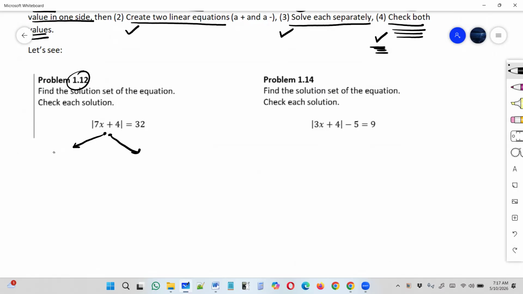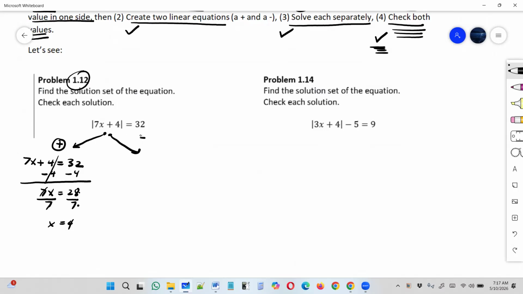The first equation, so it's going to be the positive one. All you have to do is remove the absolute value sign, and you're going to solve it. This becomes a linear equation, right? So we already know how to solve. -4 on both sides, 28, and then divide everything by 7. So this is one answer, right? The 7's cancel, 28 divided by 7, 4.